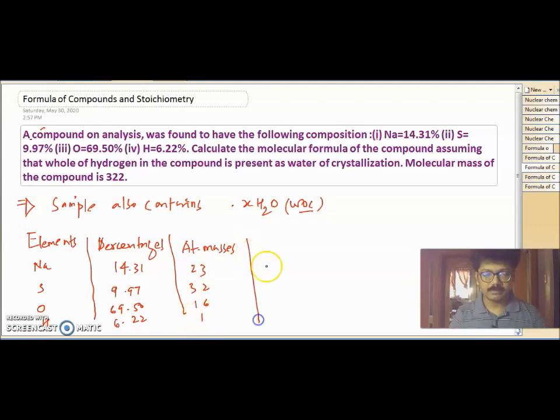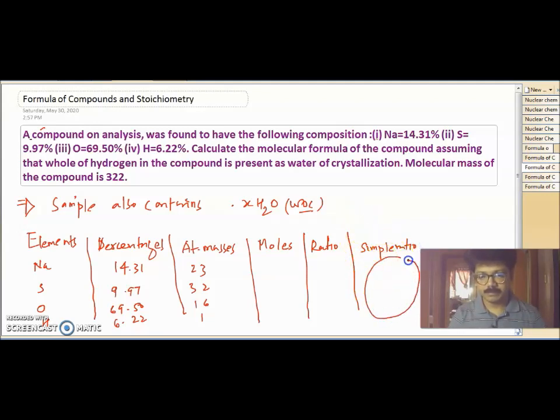When I get these atomic masses, the next column will be the moles. Then after it will be the ratio. And if the ratio is not simple, then we will go for the simple ratio. And here what you get is nothing but the empirical formula. So the second step is to find out the integer.